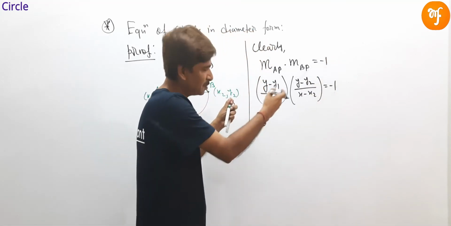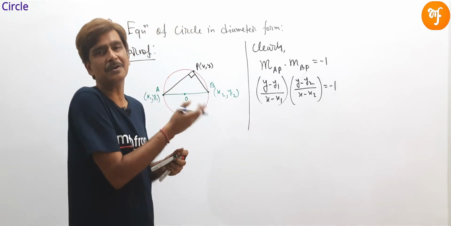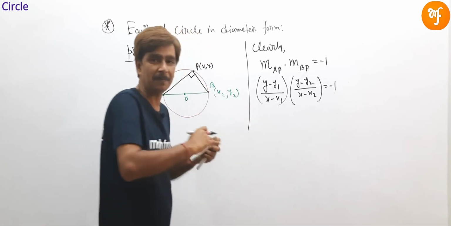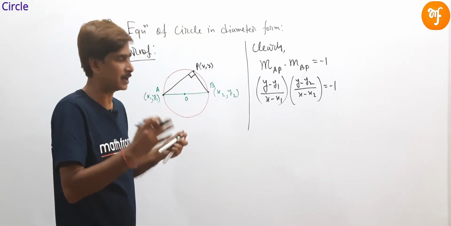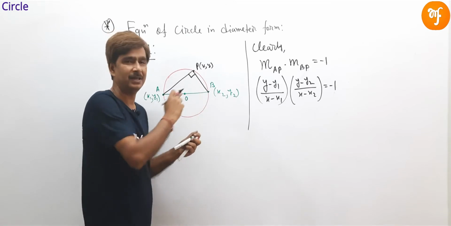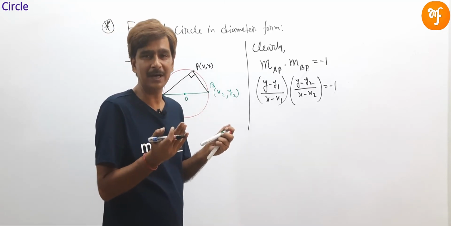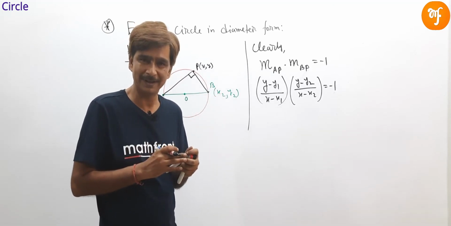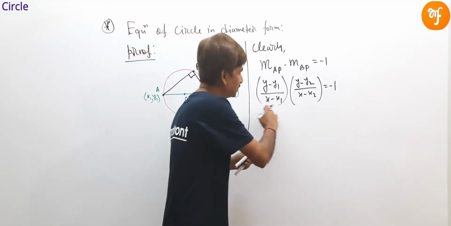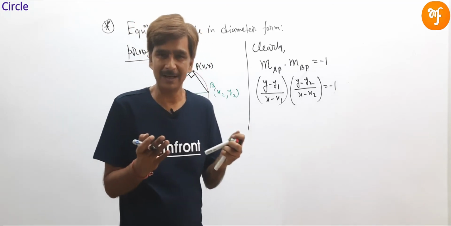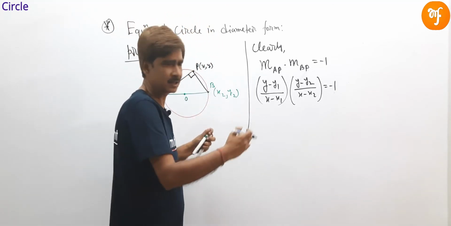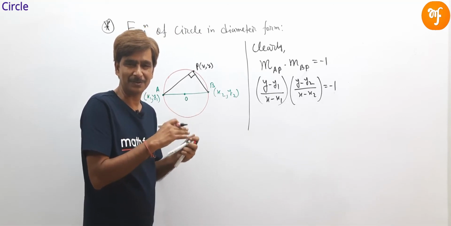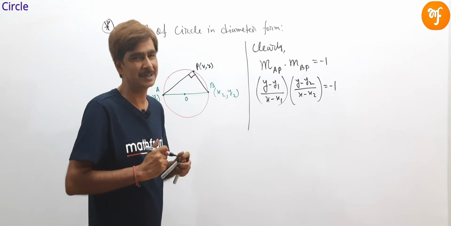So this is the relation between x and y and the known constants x1, y1 and x2, y2, established by the property that angle APB is 90 degrees, where P is a variable point. So this equation must represent the equation of a circle in diameter form. Arranging it, we write it in the form x minus x1 into x minus x2 plus y minus y1 into y minus y2 is equal to 0.